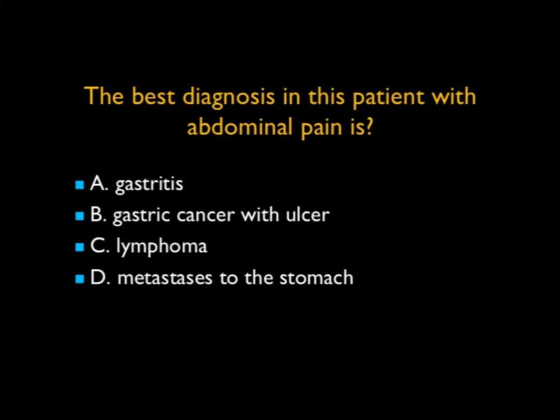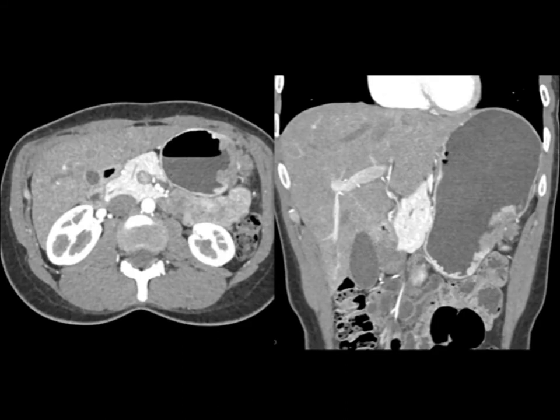This patient has abdominal pain, and we were looking for a source. This is an excellent example of showing why the stomach needs to be distended. Look how nicely the stomach is distended with water, and on the greater curvature you see a large, bulky, ulcerating mass which extends through the gastric wall, and this is classic for a gastric carcinoma with ulceration.